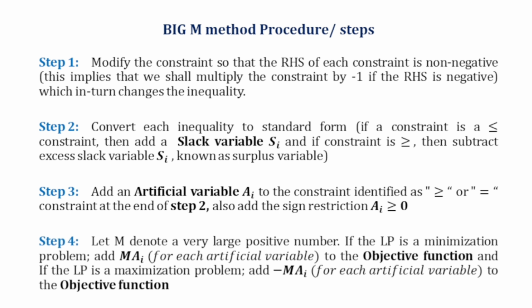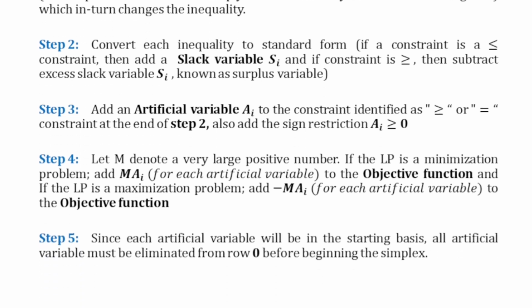Then step 4 is to let M denote a very big positive number. If the LP is a minimization problem, then you add MA. If it is a maximization problem, it's going to be minus MA. Now the question we are about to solve is a maximization problem, so when we get to the point where we have to add MA, it's going to be negative MA. And step 5 is that after we have done that, we go through the same steps that we used in our Simplex method. So let's get right into it.